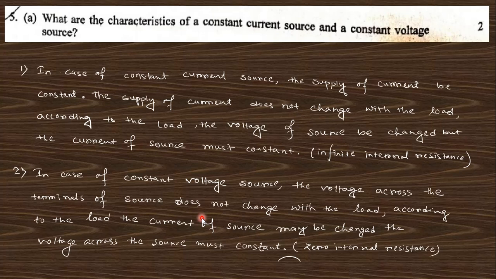And the internal resistance of this current source is infinity. That is the characteristic. I think it's clear. They supply the constant current, with change of the load there will be no effect, and the other one is the infinite internal resistance. And next is the constant voltage source. That means it supplies the constant voltage. If we change the load resistance, there will be no effect, and its internal resistance will be zero. I think it's clear. Go to the next one.